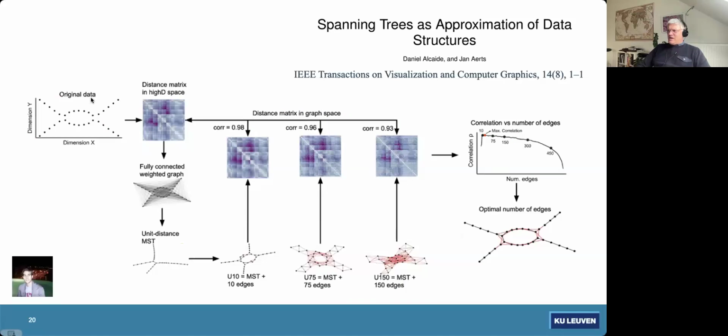So the method that we developed some years ago, well, Daniel Arcadi in my group developed, is you take a high-dimensional data space. In this case, high is 2, so a 2-dimensional data space with points organized like this. You create a distance matrix in this space, right? That could be like cosine distance, for example. Based on that distance matrix, you create a fully connected graph and then the minimal spanning tree based on that weighted graph.